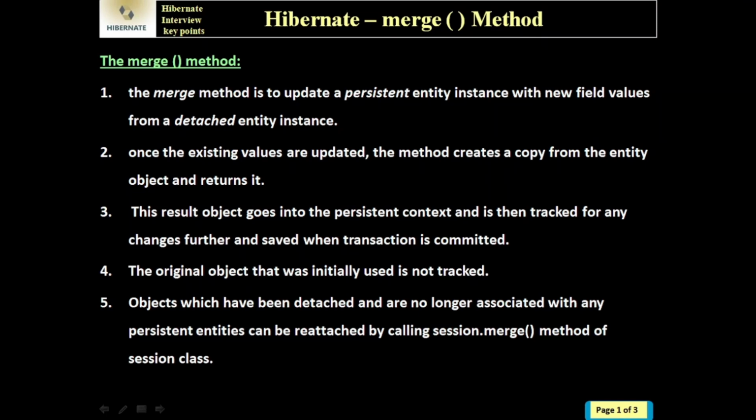3. This result object goes into the persistent context and is then tracked for any further changes and saved when the transaction is committed. 4. The original object that was initially used is not tracked. 5. Objects which have been detached and are no longer associated with any persistent entities can be reattached by calling the session.merge method of the Session class.